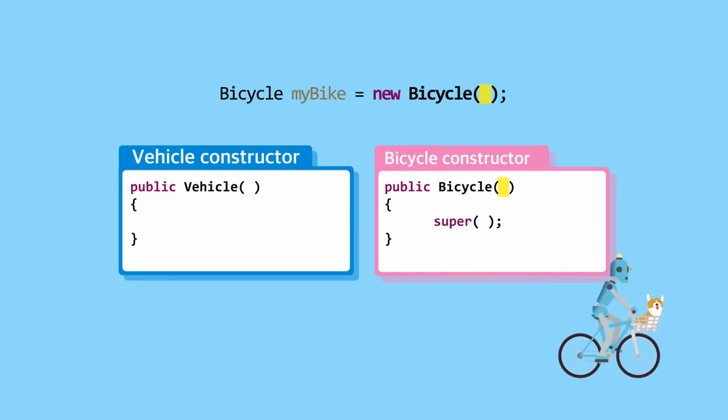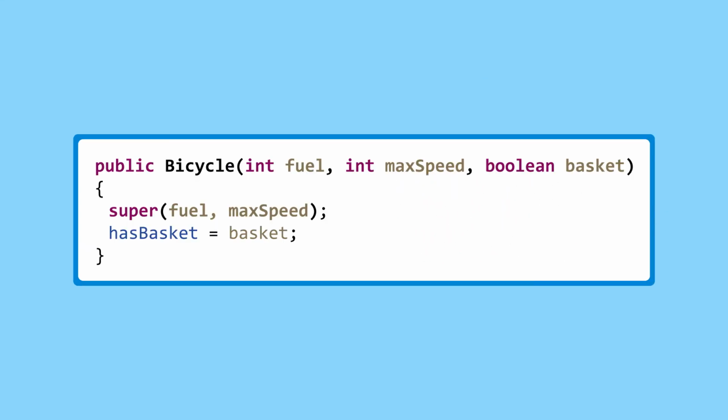For a no-argument constructor, there is no need to explicitly call super. There is an implicit call to super. Note that all child constructors must first build the parent part by calling super. So make sure to put super as the first line in the constructor body, or else you'll get an error.